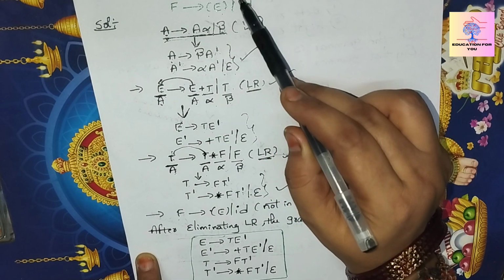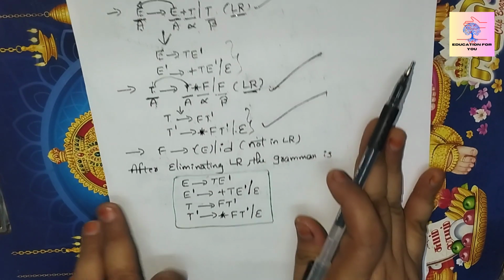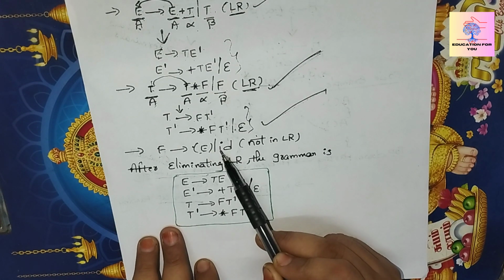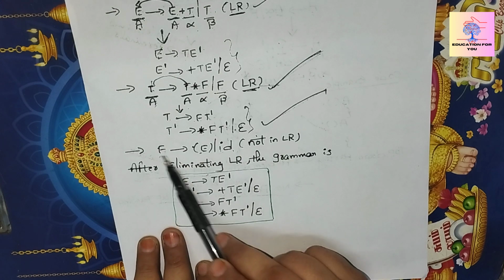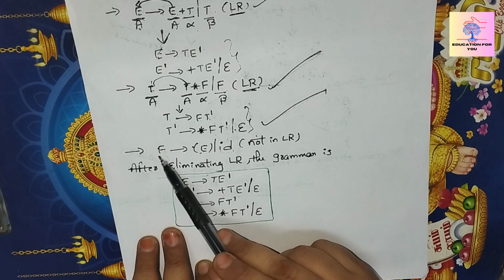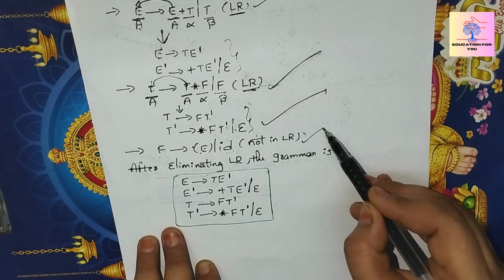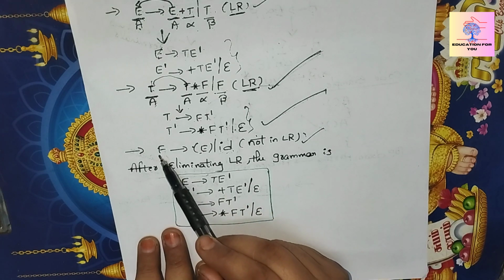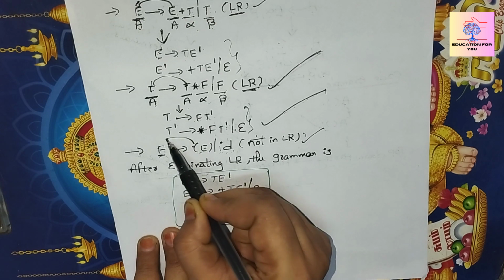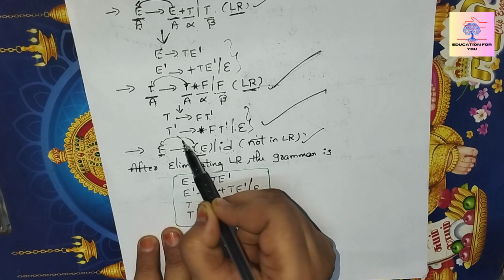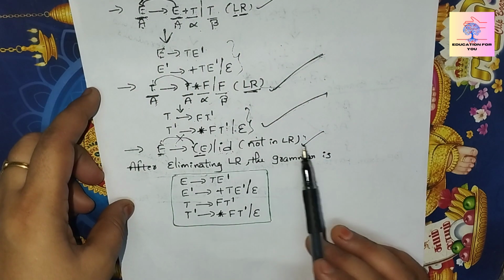Now the first one is over, the second one is over. Coming to the third one, F produces parenthesized E or ID. Now you have to check whether this production is in left recursion or not. No, it is not in left recursion. Because here the leftmost non-terminal is not equal to the first right-side symbol. So we can say that it is not in left recursion.